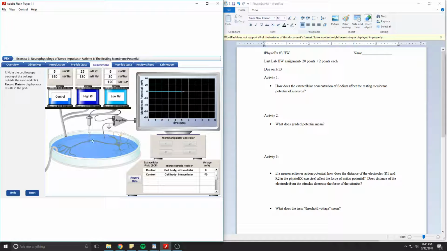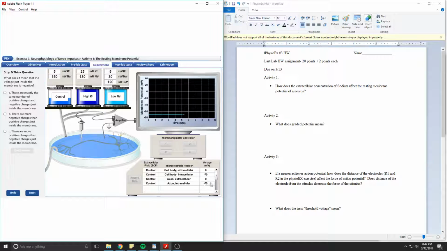We're going to go to number 3. This is on the outside again, and it's probably going to be 0. So on the outside there's no voltage. Number 4. This is along the axon, record data, negative 70 voltage. What does it mean that the voltage just inside the membrane is negative? This means there are more negative charges than positive charges just inside the membrane.